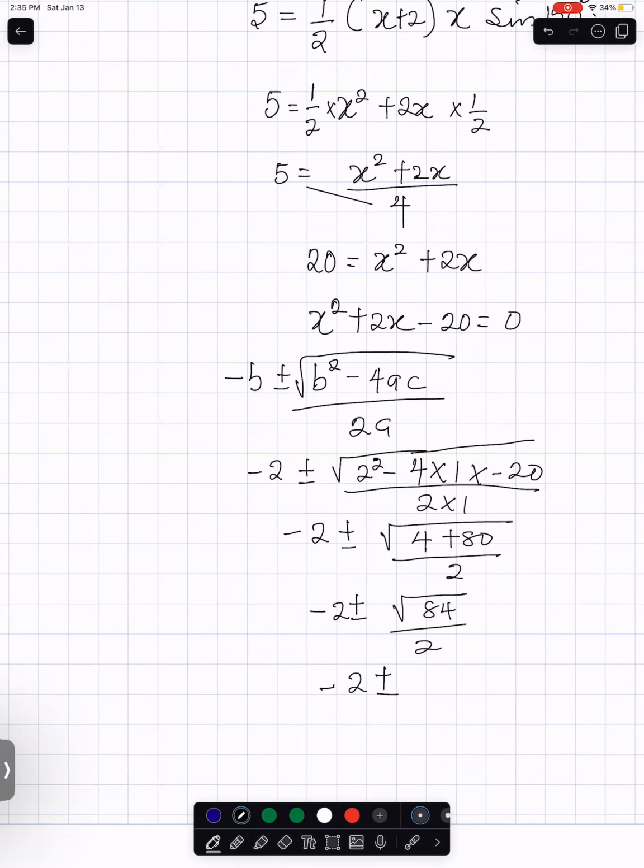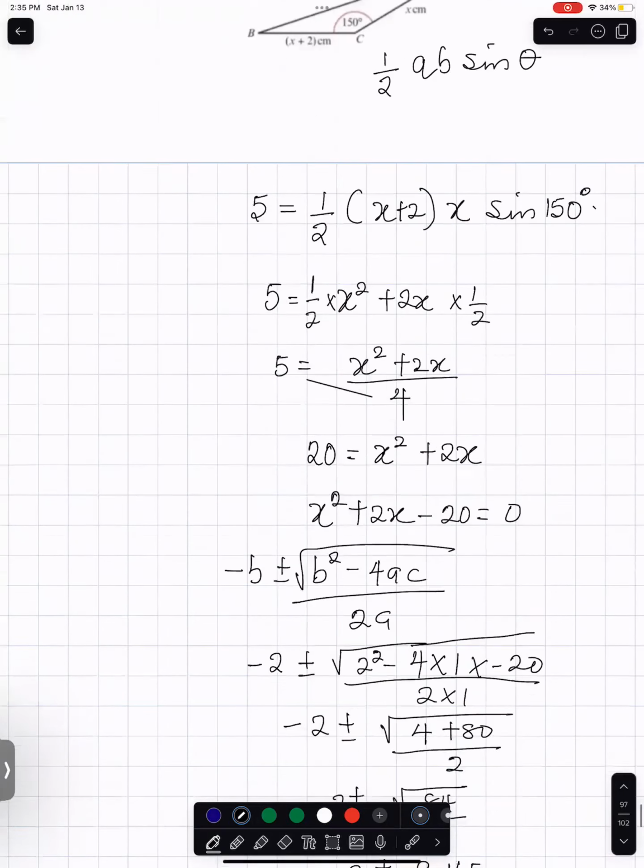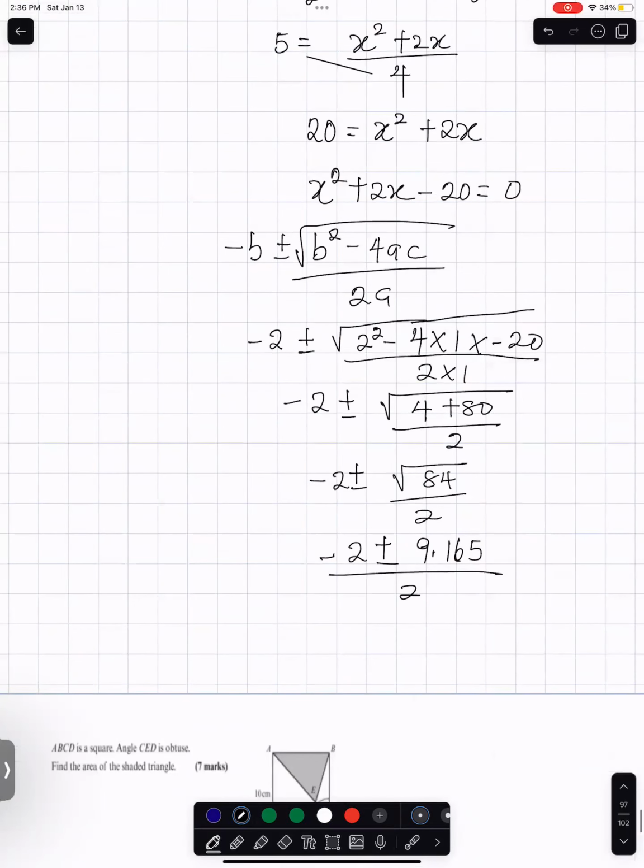Root 84 gives 9.165. So minus 2 plus 9.165 divided by 2 gives the value of 3.58. So the answer, our question says our answer should be to 3 significant figures. So we have that as 3.58 centimeters. So that's the value for x.